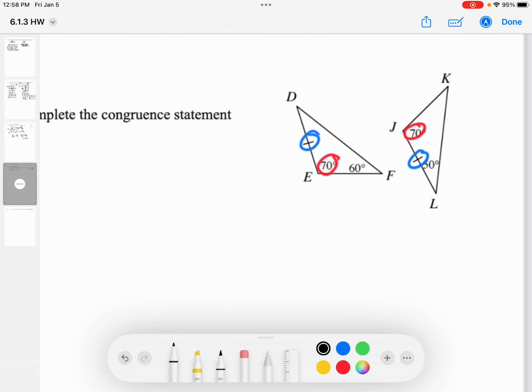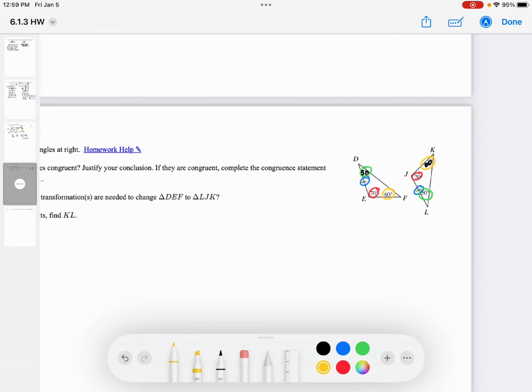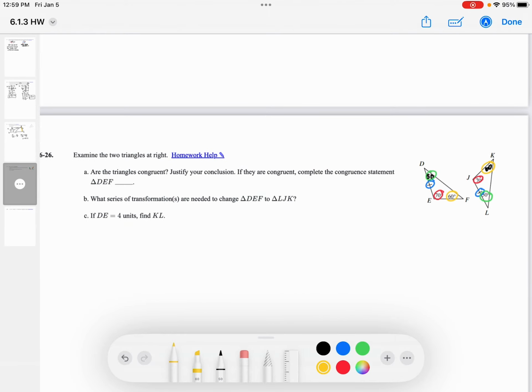And let's see, what is the missing angle here? 70 plus 60 is 130. So this missing angle is 50. Or here, 70 plus 50 is 120, so this missing angle is 60. Okay, so these two angles match. And also we know that these two angles match. All right, so I am pretty convinced that these are similar. And do we even know that they're congruent? Well, because these two sides, DE and JL, are congruent to each other, we can say that they are congruent.